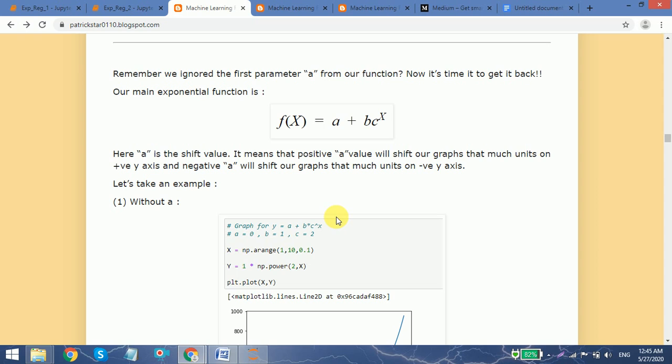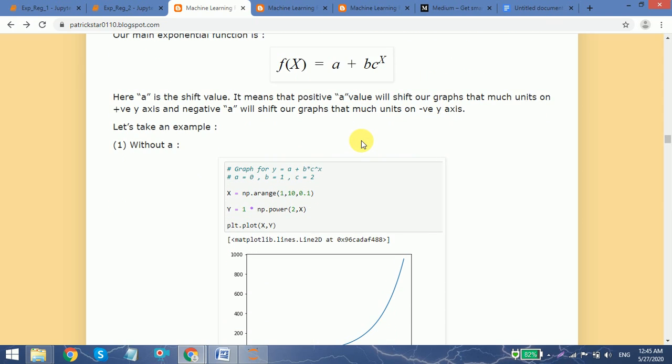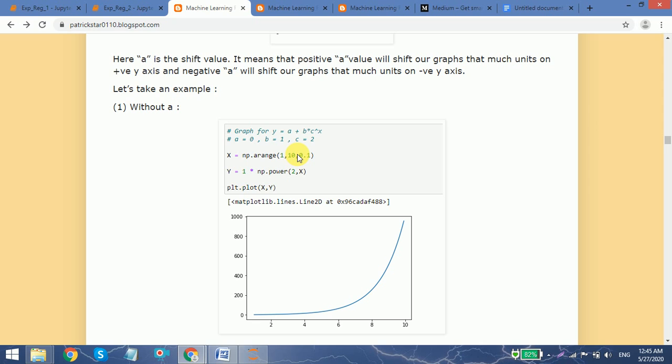Now we remembered we ignored the first parameter a from our function, so now it's time to get it back. And our main exponential function is f of x equals a plus b into c raised to x. So here a is the shift value, which means that a positive a value will shift our graph that many units in the positive direction, and a negative a will shift our graph that many units in the negative direction. So let's take an example to visualize it.